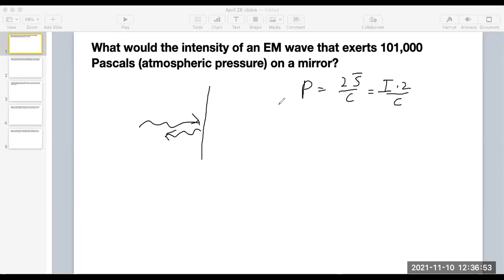So if it was hitting an absorber, it would just be intensity divided by the speed of light. But because it's a reflector, it's twice the change in momentum, so twice the pressure for a given intensity of light. So because of that, we just need half as much as what you calculated due to the reflecting nature.